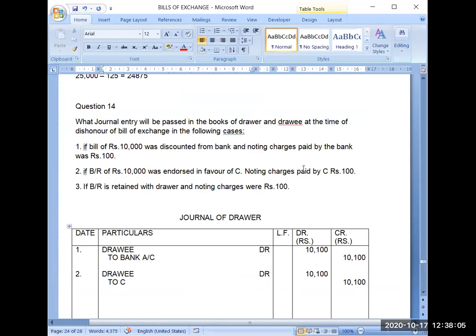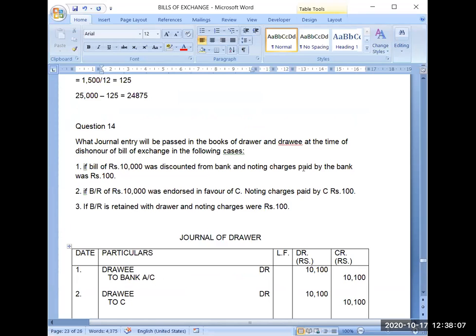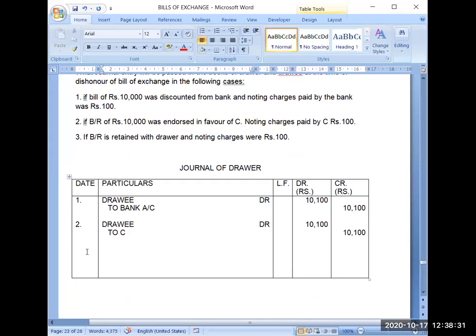Now coming to case third. If bills receivable is retained with the drawer and noting charges were rupees 100. So this time what is happening? The drawee has accepted the bill and the drawer has kept that bill with him only till the date of maturity. That's why it is written that bills receivable is retained with drawer. Now on the due date, because the bill is with the drawer only, the drawer will present the bill on the due date and he will ask for payment. The drawee has refused, so again the drawee will become the debtor.